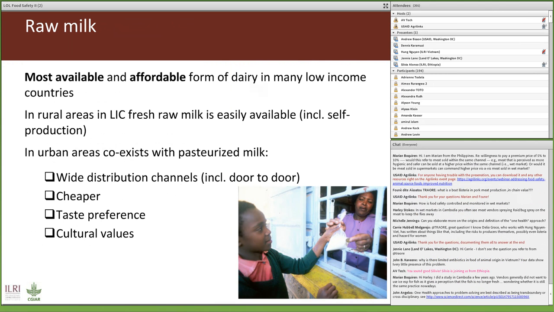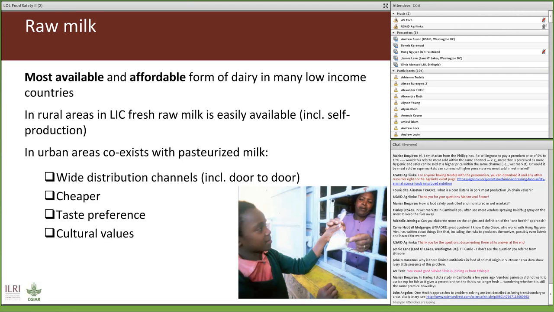But obviously, in low-income countries, what you mostly find is raw milk. It is actually the most available and affordable form of dairy in many countries, and this is definitely the case in Kenya. In rural Kenya, and I think that's the same in other countries, probably raw milk is the only form of milk available. I mean, there's no pasteurized milk. In urban areas, the raw milk markets coexist with the pasteurized milk markets. But still, in urban areas in Nairobi, there seems to be a preference for raw milk.